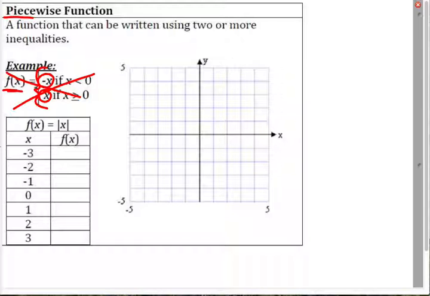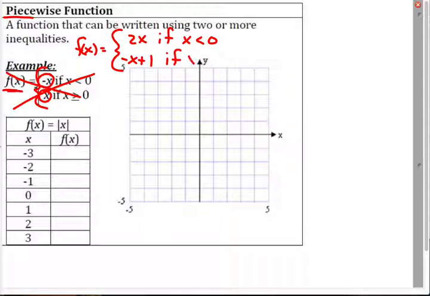And the one I want you to put down for this problem is f of x equals, put a little brace in there, and I'm going to say 2x when x is less than 0. Now that line represents one thing that we're going to graph in a second here, and we'll get to that in a minute. The other one is negative x plus 1 if x is greater than or equal to 0.